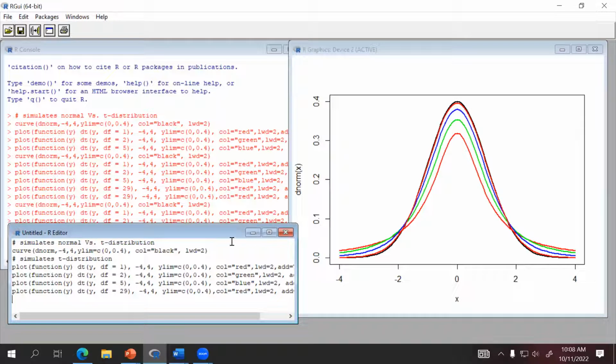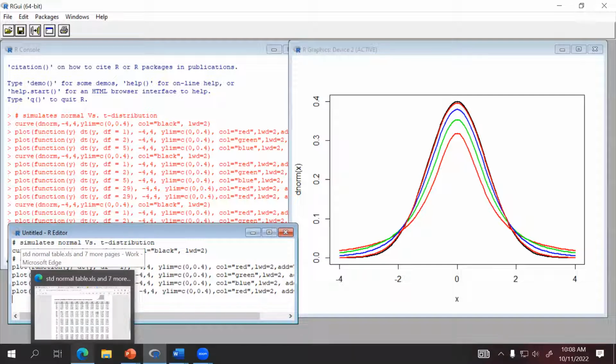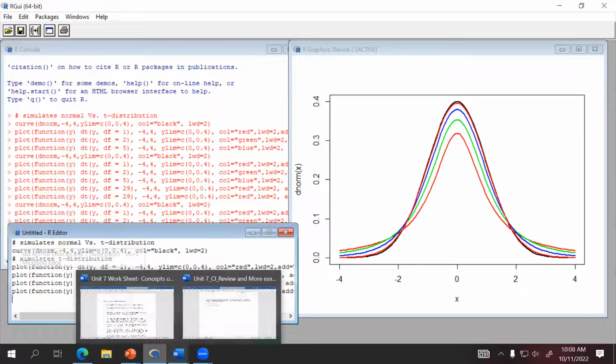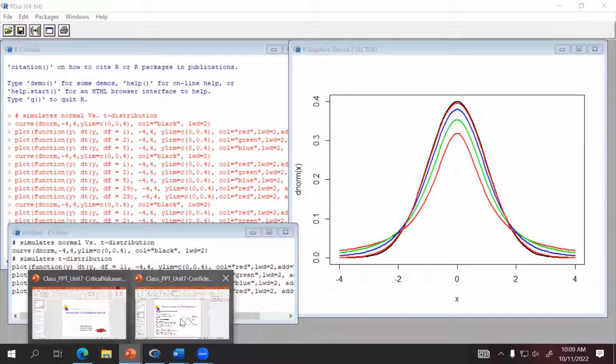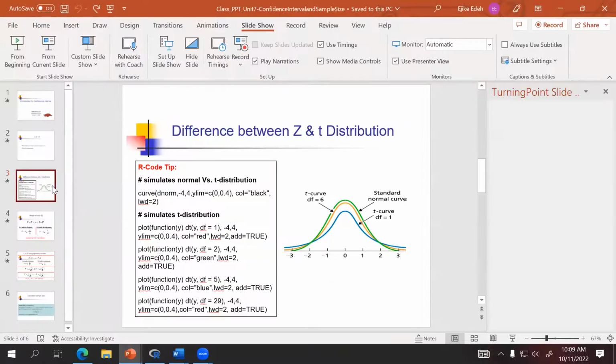So what in essence this is telling us is that above 30, your T and Z distributions become very similar, right? But this is a rough approximation, okay? This is a very rough approximation. So there are rules. Some textbooks say, hey, if the sample size is up to 30, just go ahead and use Z all the time, right?